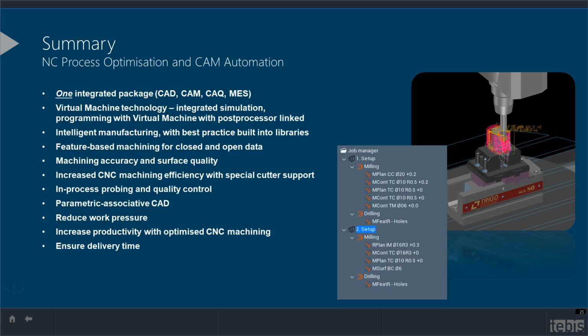We have intelligent manufacturing with best practices built into our libraries, with feature-based machining for closed and open data, and high quality for surface quality and machining accuracy. All of these increase with our special cutter support for barrel tools, lens tools, etc. And also, if you wish, in-process probing and quality control can be applied.